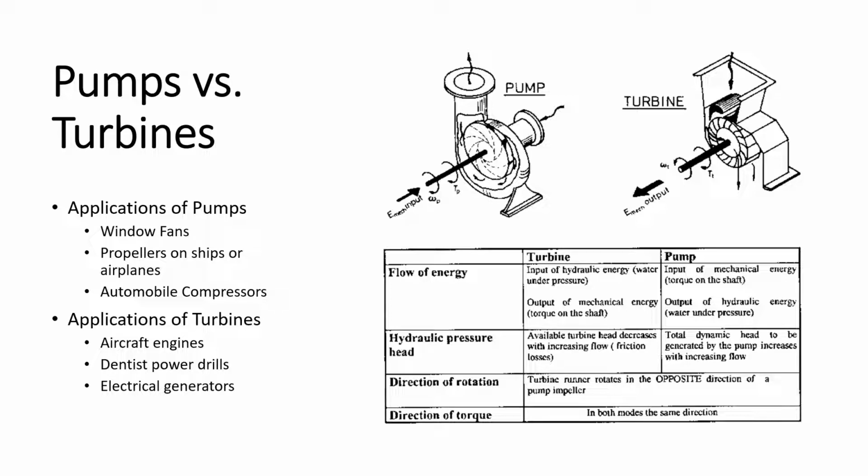A turbine, on the other hand, is a power-generating turbo machine that converts the fluid energy derived from fluid momentum and pressure into mechanical energy. In this case, the fluid does work on the turbine by forcing rotation and producing shaft energy. Gas turbine engines on aircraft and power drills used by dentists both utilize turbines as their source of power generation.